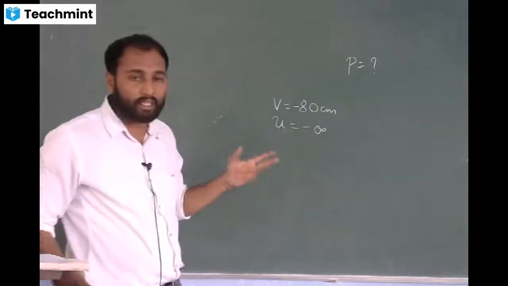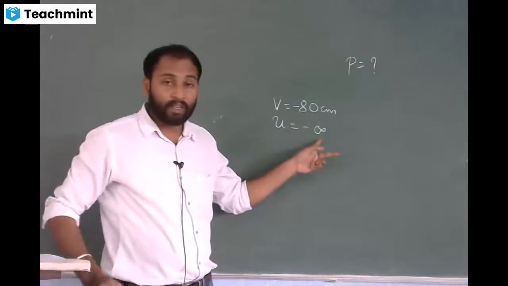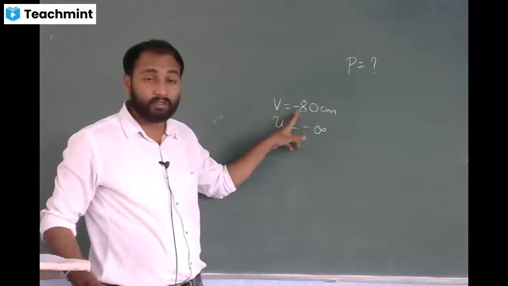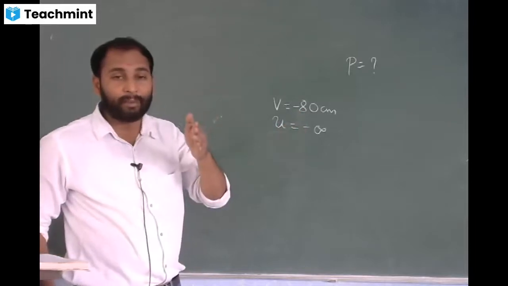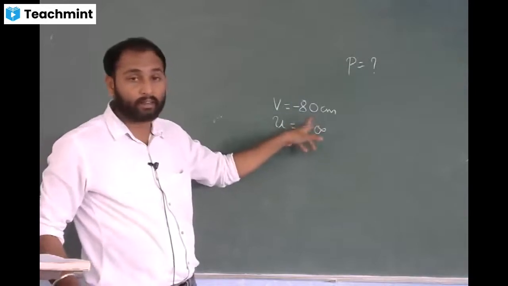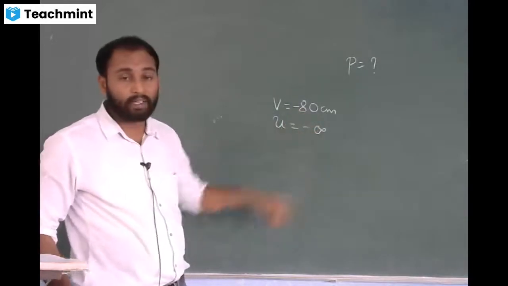So we have to consider object distance as minus infinity. Here also image distance is minus infinity, because both of them are in the same direction. That is why we should take negative in both cases.